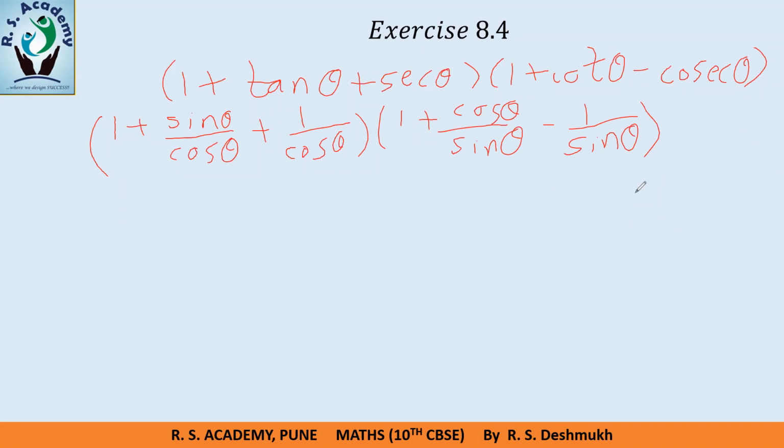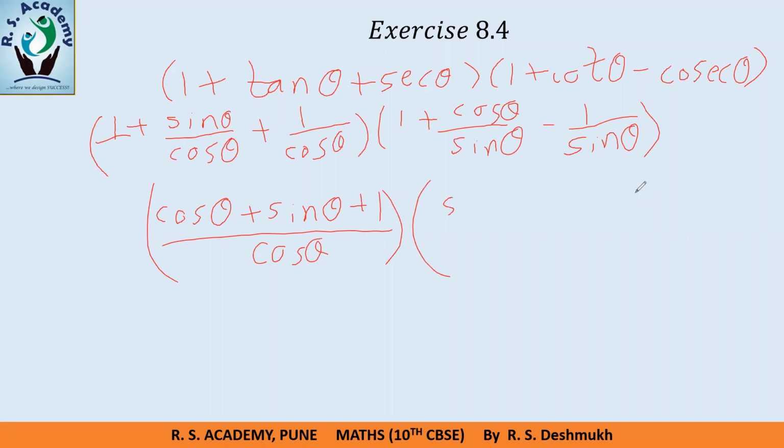So now the denominator, I just make the denominator same. Here it is 1. I multiply the numerator and denominator by cos. So what will it become? Cos theta plus sine theta plus 1, I have multiplied by cos, so the whole denominator will become cos theta. Another one, same thing, I will multiply here by sine. So it will become sine theta plus cos theta minus 1 upon sine theta.